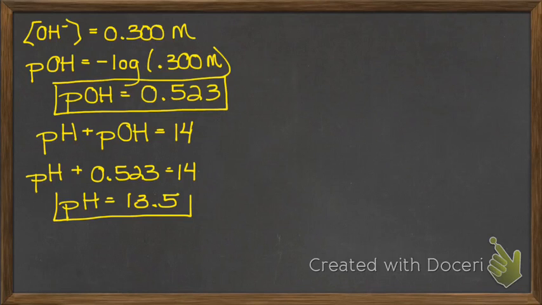So let's pause here and fill out the final column over on the far right. If the pH is 13.5, is this an acid or a base? It's a pH above 7. It's definitely basic.